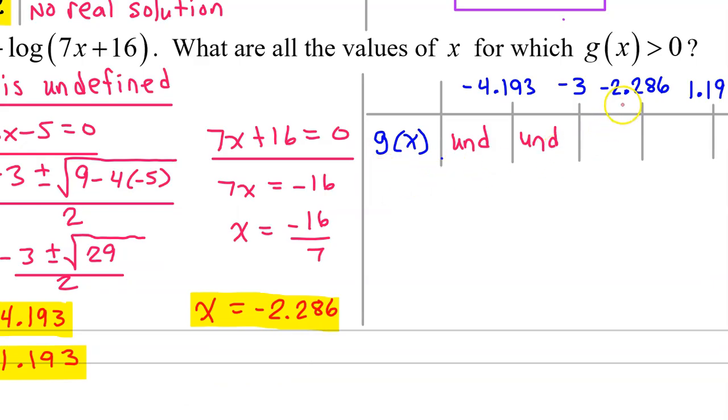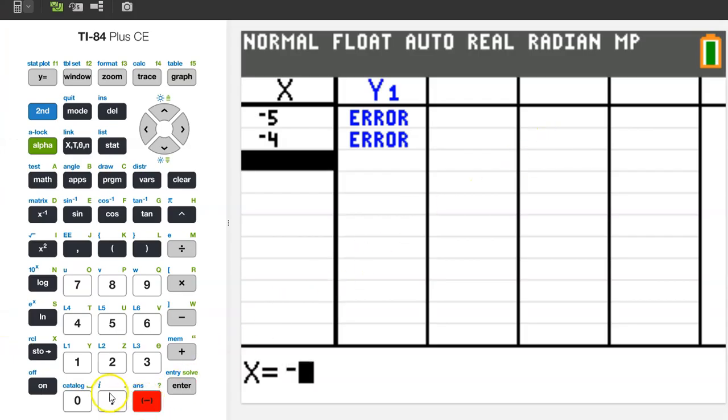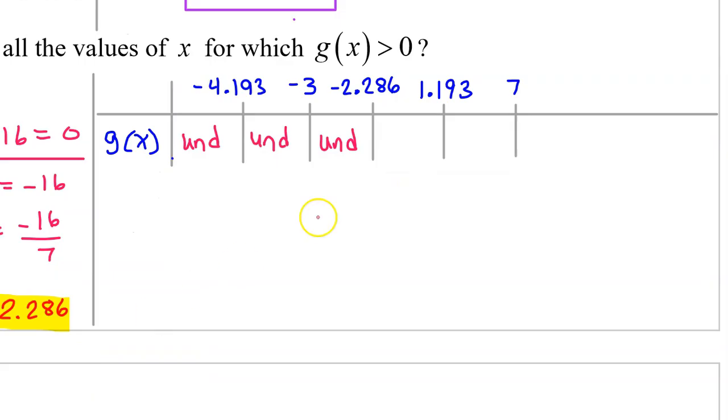Okay, in the next interval, we need to pick a number between -2.286 and -3. These are pretty close together, but if we pick a number like, let's say, -2.5, that's going to be between these two numbers. So let's do -2.5. Another error. Still undefined in this interval. Let's move on to the next interval.